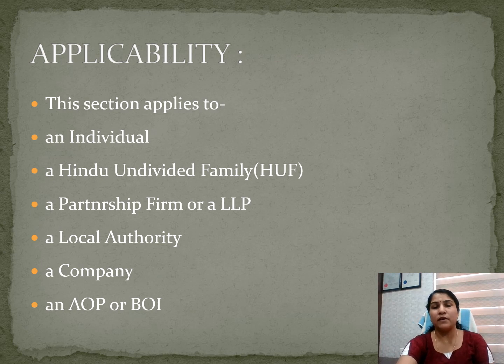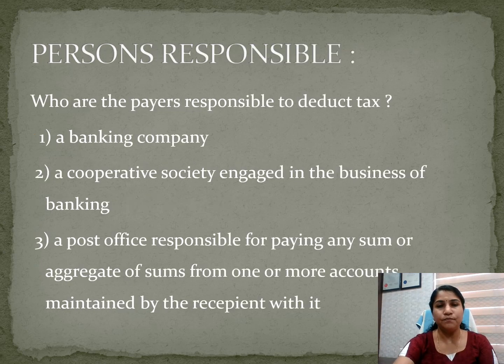Then let's see the applicability of this section and who all are the persons who will come under the ambit of Section 194N. Firstly, Section 194N is applicable on an individual, then a Hindu undivided family, a partnership firm or a LLP, local authority, a company, an association of persons, or a body of individuals. So we can understand that almost on all kinds of taxable persons, Section 194N is applicable.